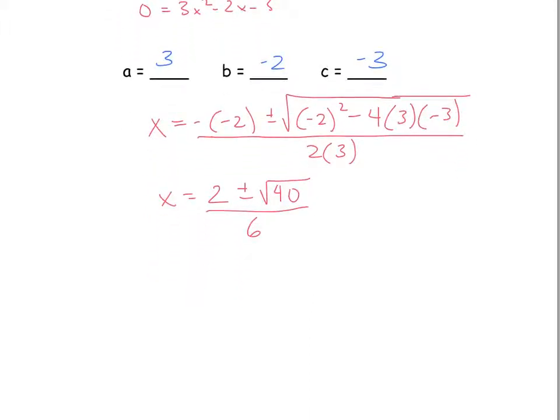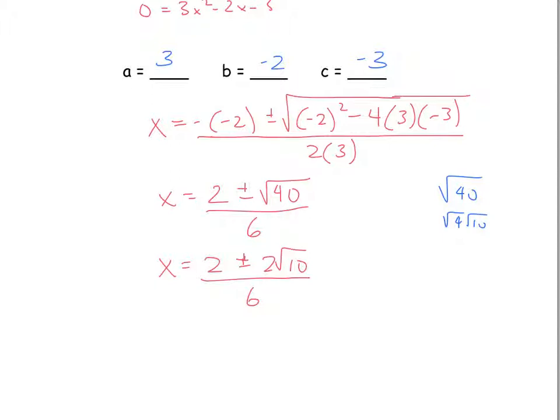And over here, now I can simplify this square root of 40. Okay, so again, I'm using the same logic as I used last time. Again, 4 is a perfect square, it's 4 times 10. So I can write this as 2 plus or minus 2 square root of 10, because don't forget the square root of 4 is 2. And then all that's divided by 6.